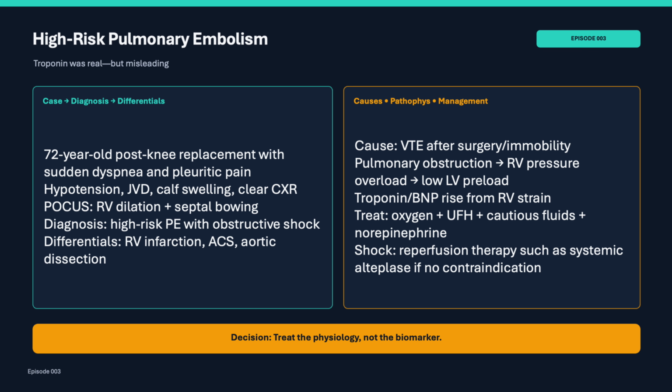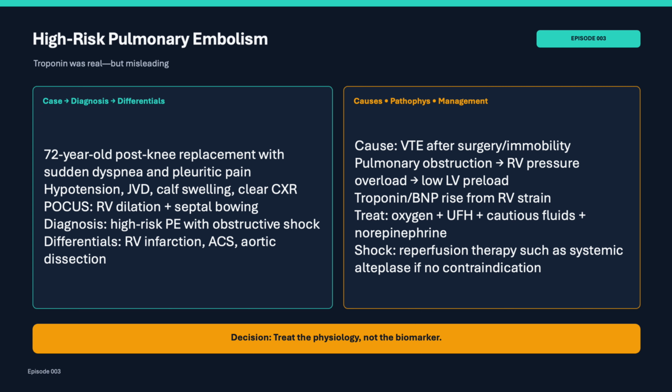The likely source was venous thromboembolism related to recent surgery and immobility. The clot obstructed pulmonary arterial circulation. This abruptly increased pulmonary vascular resistance and created severe right ventricular afterload. The right ventricle dilated and began to fail. As the right ventricle enlarged, the interventricular septum shifted toward the left ventricle. Left ventricular filling failed, cardiac output decreased, and the patient developed obstructive shock.